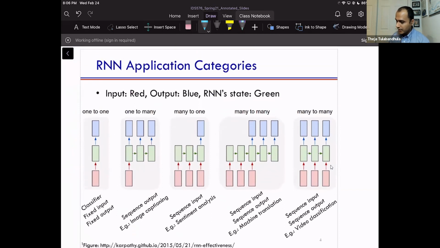Here are the application categories, the types of problems that we can solve. So far we've only scratched the surface, in the sense that we only solved one type of problem, which is basically one-to-one. For example, you have a fixed size input vector and you produce a fixed size output vector, say 10-dimensional scores given a fixed size input. It doesn't have to be a vector. For example, the CIFAR10 data that you worked with is a fixed size tensor as input, and the output is also fixed size.